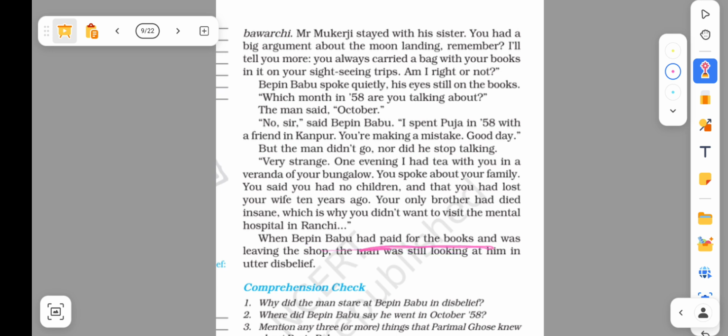When Bipin Babu had paid for the books and was leaving the shop, the man was still looking at him in utter disbelief. Still, Bipin Babu couldn't believe, or he was not giving any attention to that particular man, because he didn't have any trace of any memory about his Ranchi visit. Okay, he didn't know anything.